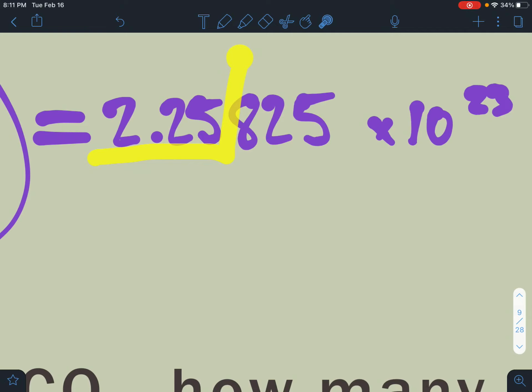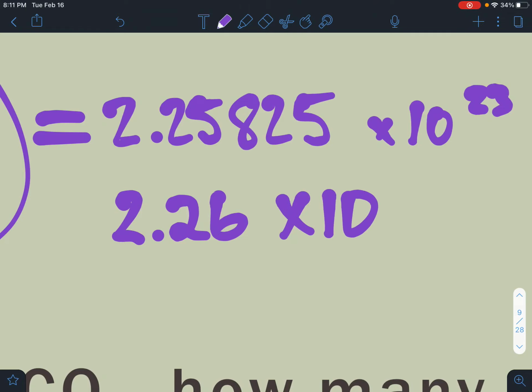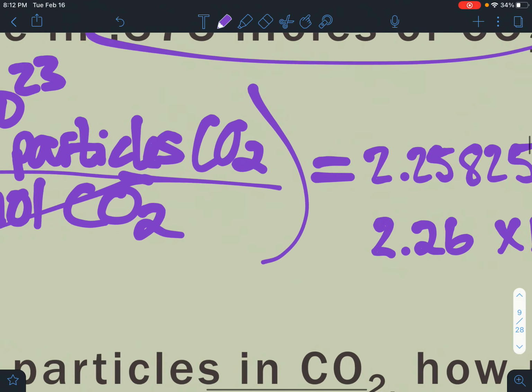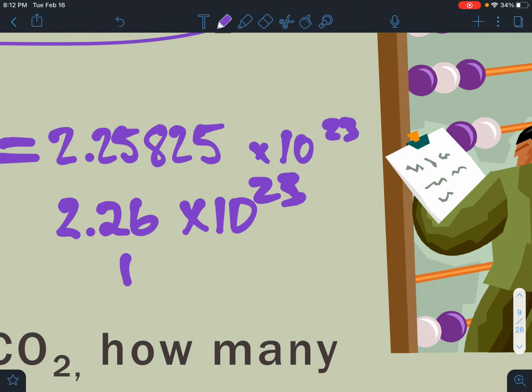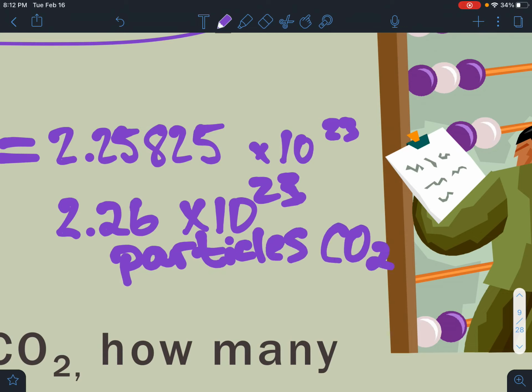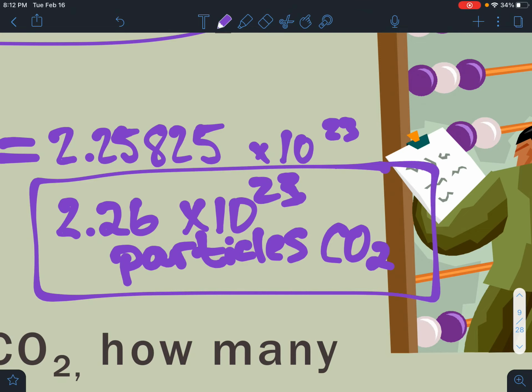So we have 2.25. Now we always have to look after the last significant figure, so at this 8, to determine if this 5 is going to round up or stay the same. Now because the number after the 5 is a 5 or higher, then that 5 rounds up to a 6. So we have 2.26 times 10 to the 23rd, and I believe the unit is particles. So we have to include our particles of CO2, and that's our final answer.